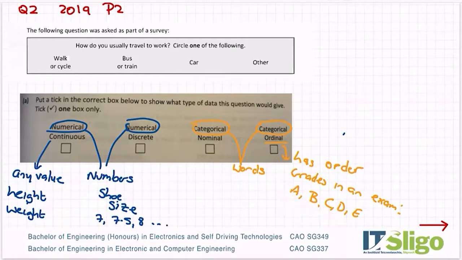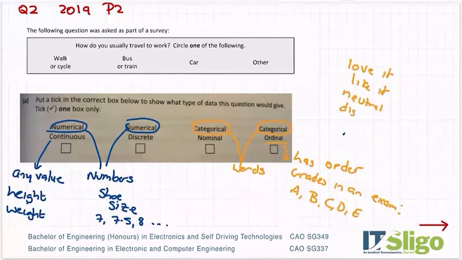Another one would be if you were asked the question, how much do you like vanilla ice cream? You could say love it, like it, neutral, dislike it, hate it. They have order. So that's categorical ordinal data.